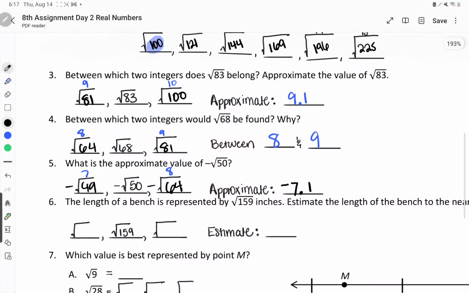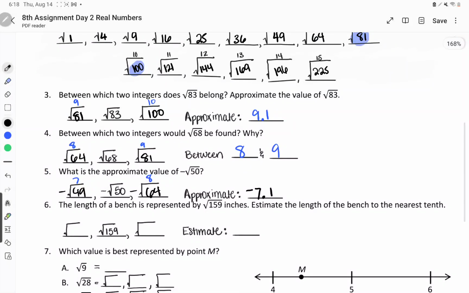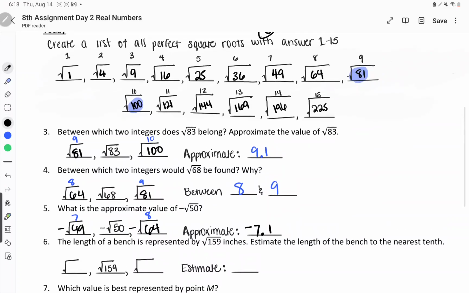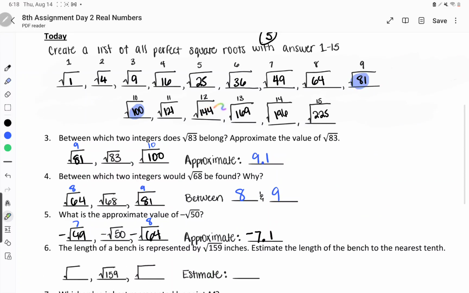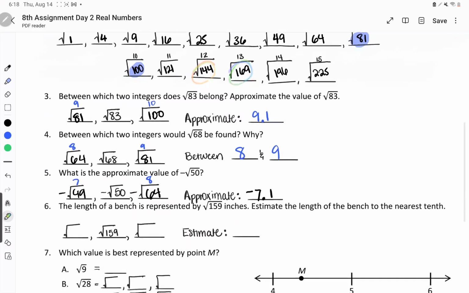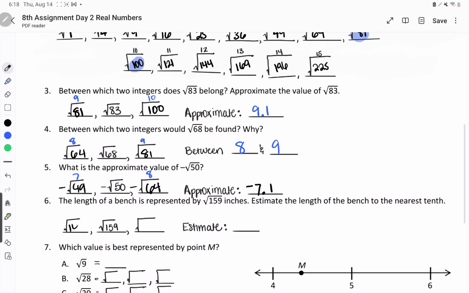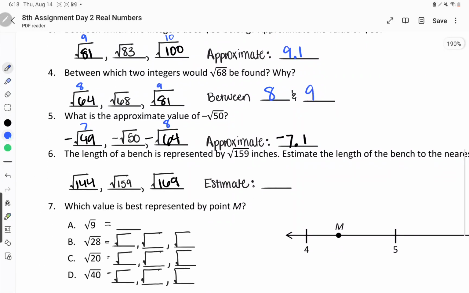All right, this one says the length of a bench is represented by the square root of 159 inches. Estimate the length of the bench. So I got to look up here and figure out what 159 falls in between. 159 falls between 144 and 169. Now, the square root of 144 is 12, and the square root of 169 is 13.